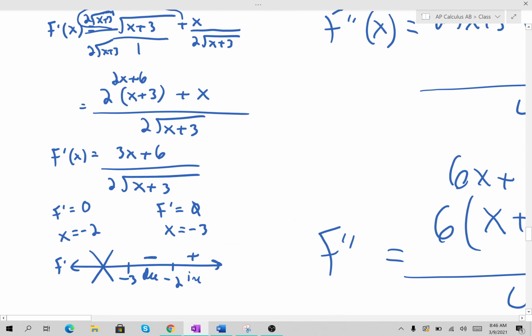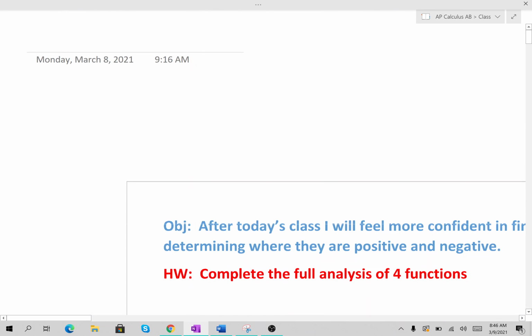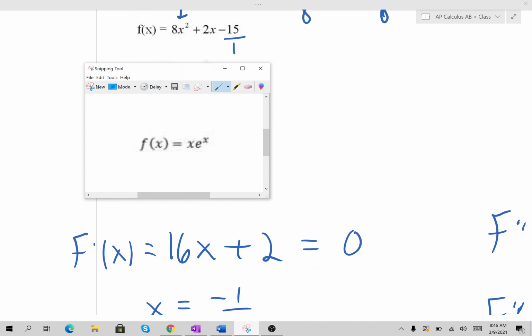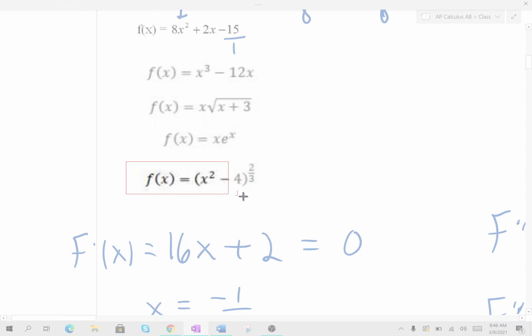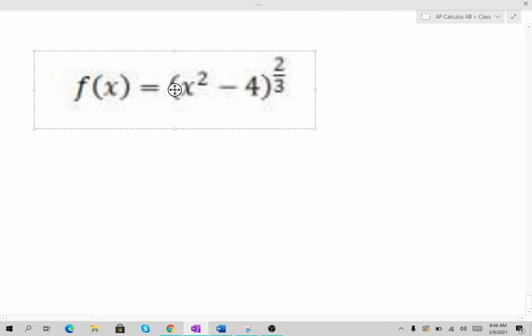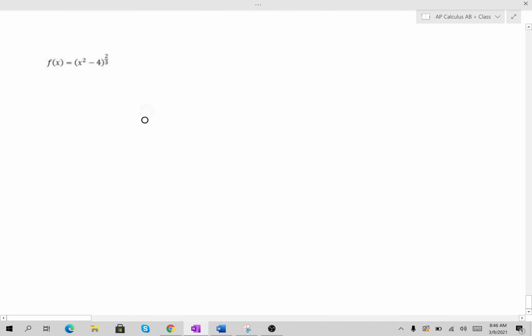All right. And last one, let's go all the way back down. So let's shrink this up. Zoom in. All right. So this is the first derivative.